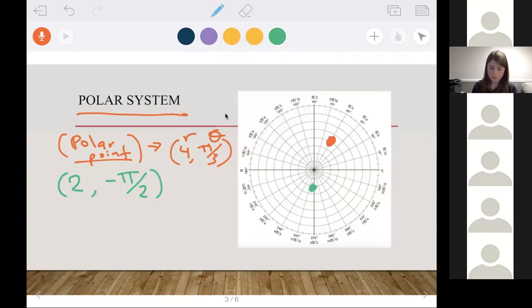Now let's do one more, and then we'll pause and talk about these. Let's say I have (negative 5, pi over 3). We already know, if I start with this angle first, pi over 3 is right here. But this idea of a negative radius can be a little bit tricky to visualize in this particular case.